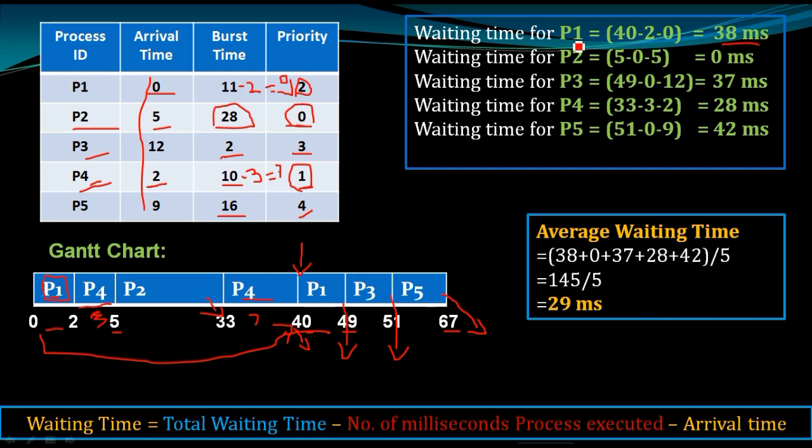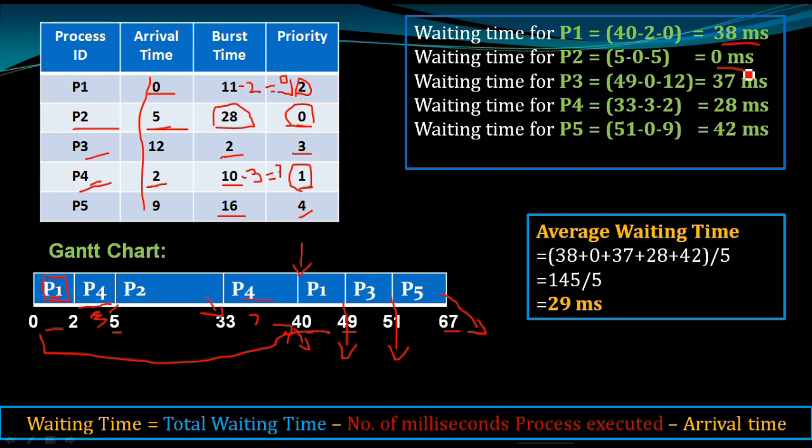Okay. Now P2, 5 is the total waiting time. So till 5 it is waiting, right? Then 0, the number of milliseconds executed previously. So no previous history, right? So the number of milliseconds the process executed is 0. Arrival time, that is 5, right? So 5 minus 0 minus 5, that is 0, right?